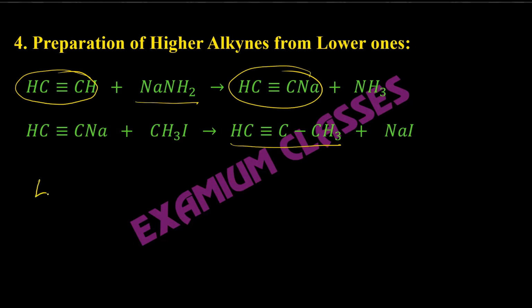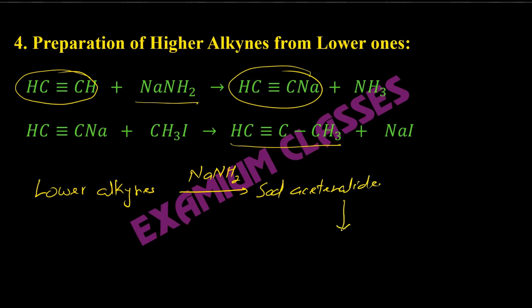So write it in this fashion, okay? Lower alkynes, NaNH2, you get sodium acetylide, and then you get it reacted with alkyl halide, I will say iodide, to get higher alkynes. So if you remember this thing, it will be easier.